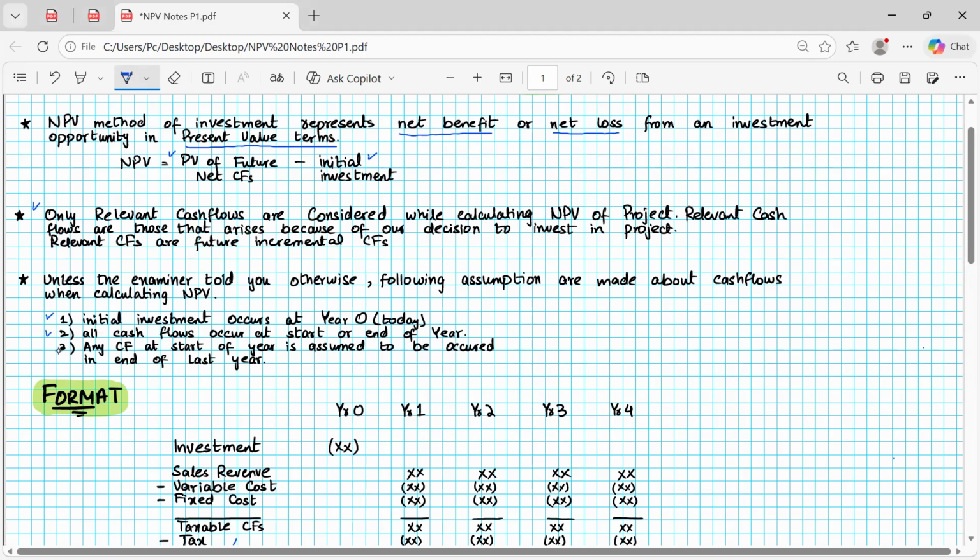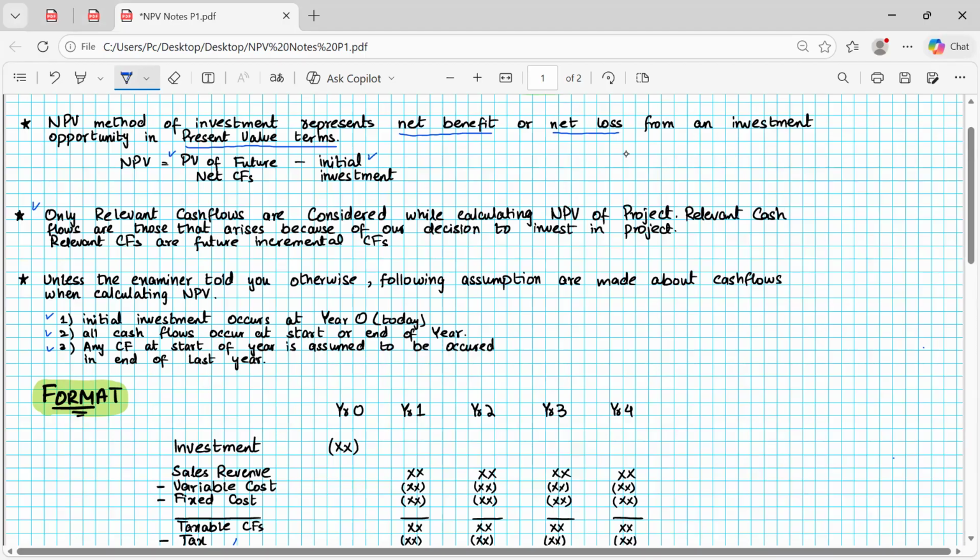All cash flows occur at either the start of the year or the end of the year. Okay, we will assume that the cash flow is not going to occur mid year. It will be either at the very beginning of the year or the very end of the year. Any cash flow at the start of the year is assumed to have occurred at the end of the last year. Well, I told you this previously as well, that let's say you are making an investment on 1st January 2025. So from that is your year zero. 31st December 2025 and 1st January 2026 both will be considered as year one for investment appraisal purposes.